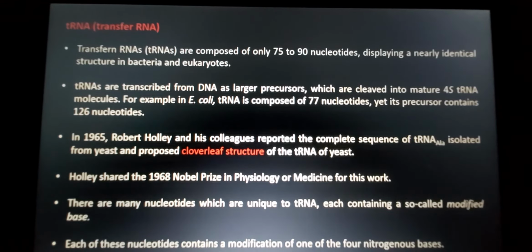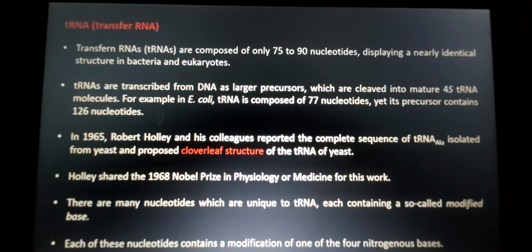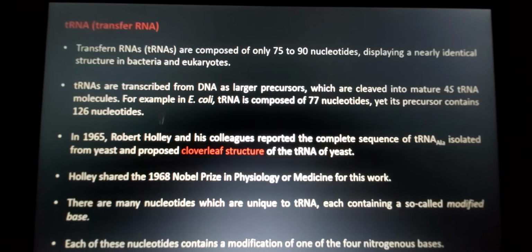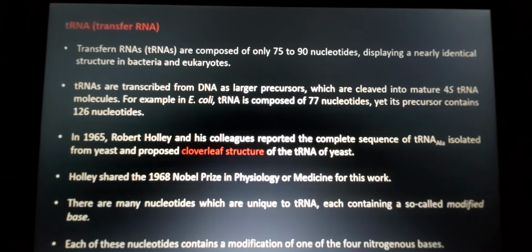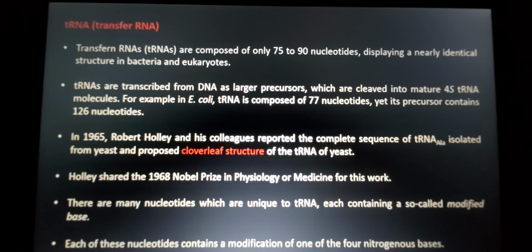Now, when they are transcribed from DNA, they are bigger molecules. For example, in E. coli, tRNA is about 126 nucleotides when it is transcribed from DNA. But when it comes into its final form, it is made up of only 77 nucleotides, because the other nucleotides are usually cleaved before it matures into the final form of tRNA.